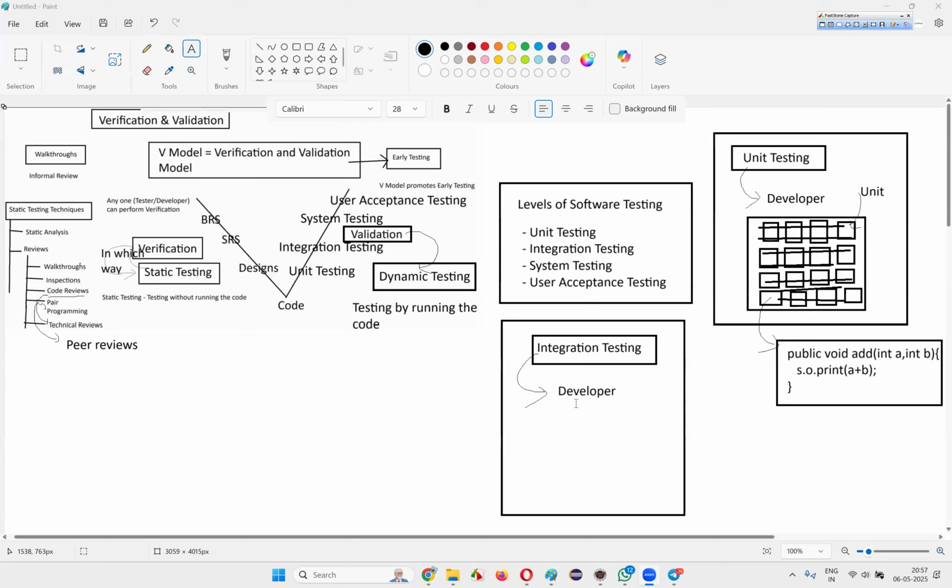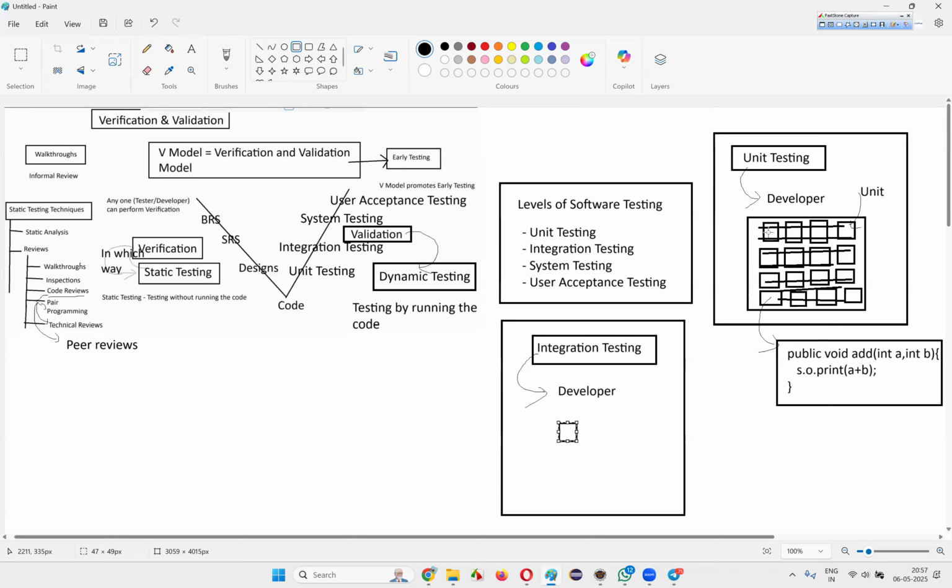So, integration testing, guys. Who will be performing the integration testing? The developer. In integration testing, what will happen? At a high level we cover it, but under integration there are also different approaches. I'll come to the approaches later, but for now try to understand integration testing.